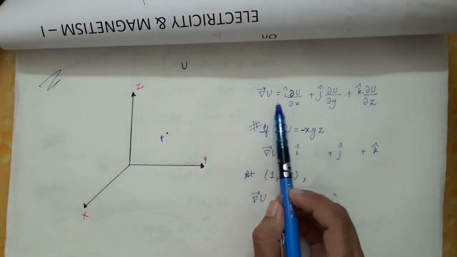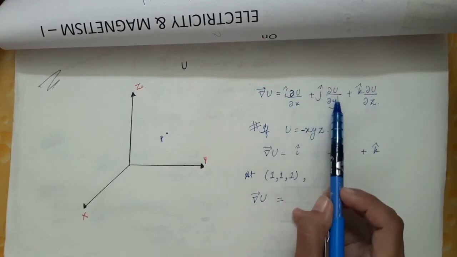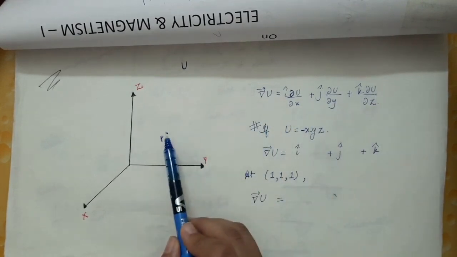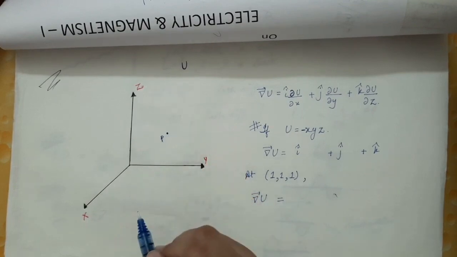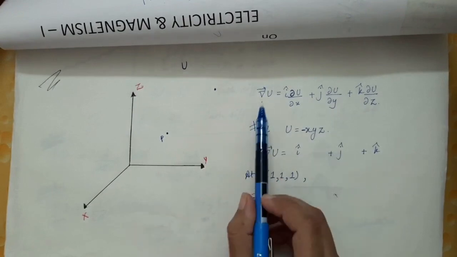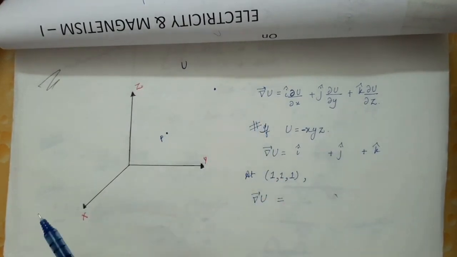The gradient of u is given by this expression: i cap del u by del x plus j cap del u by del y plus k cap del u by del z. This is defined over a point in space. If I find the gradient at this point, that will be different from the gradient at another point. So the gradient is defined at a single point in space, and it will vary from point to point.